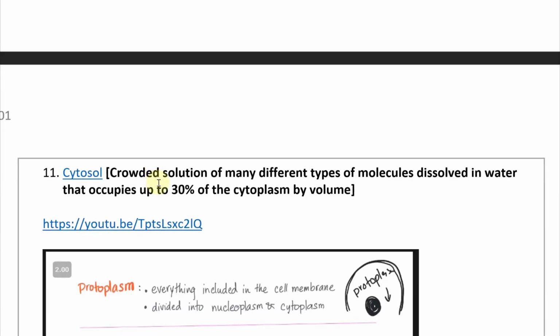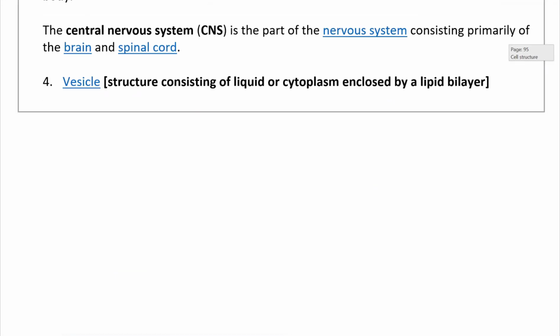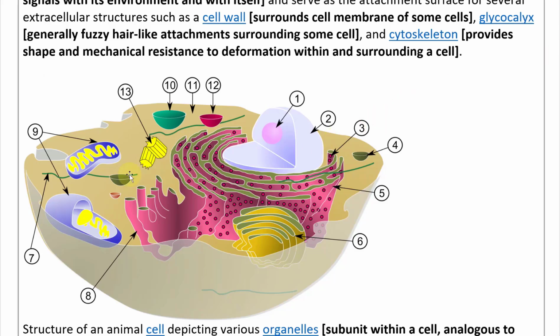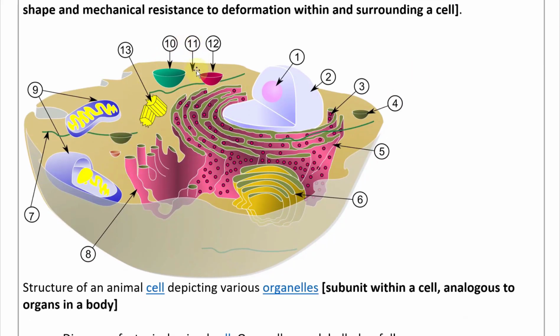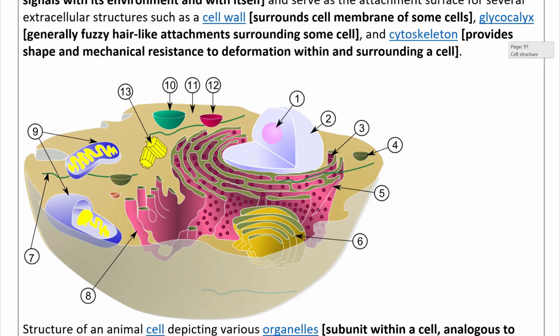Let's continue further. So number 11. Cytosol, which is a crowded solution of many different types of molecules dissolved in water that occupy up to 30% of the cytoplasm by volume. And let's go all the way back up to the 11. Yeah, so there's the 11. This is just pointing basically to nothing there, so not any of these structures. So that's the 11.